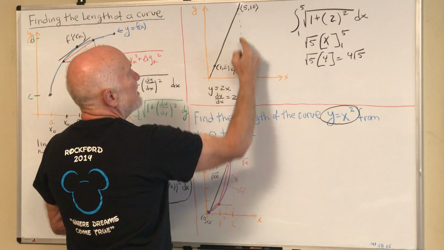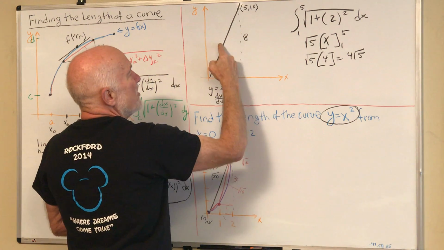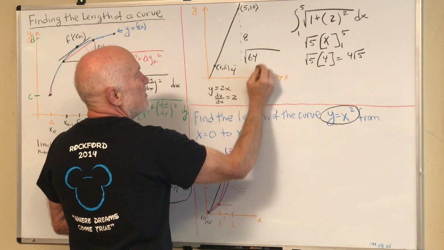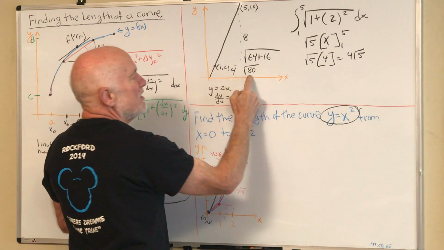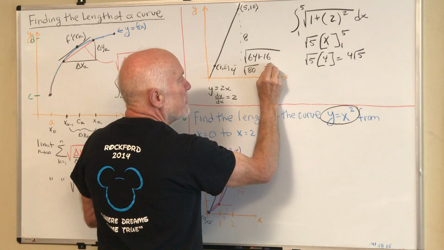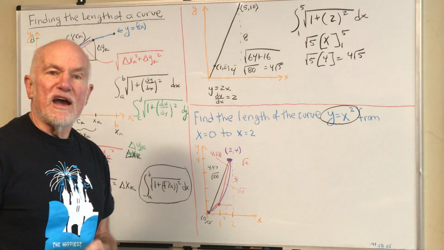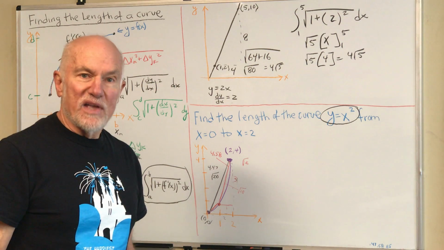This is 4, and from 2 to 10 is 8. So this side would be the square root of 8 squared plus 4 squared. You get the square root of 80. Well, 80 is 16 times 5, so you get 4 root 5. Now, that's not a proof that our formula is right, but it gives us a good indication that we probably are.